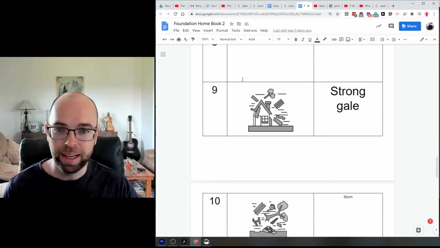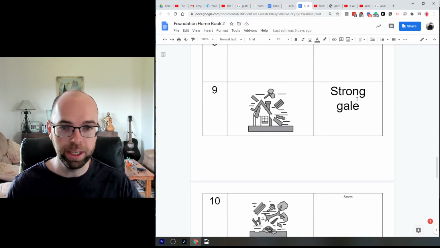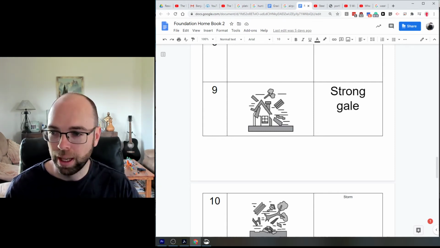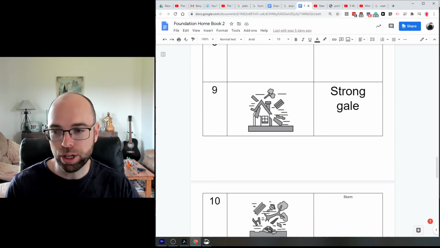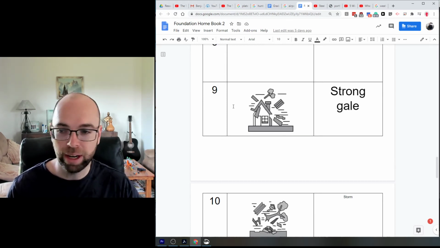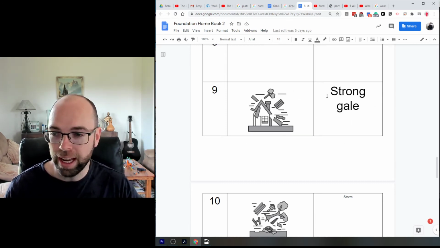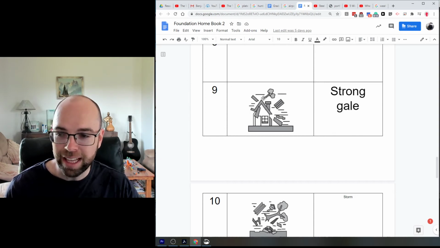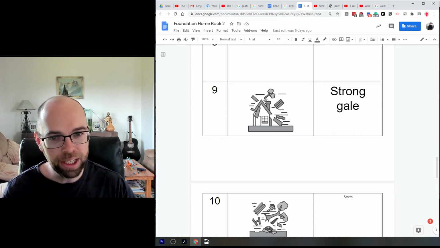All right, now the next one I've done for you. This is a strong gale. Now, strong gales are much stronger. We don't really get these around here as often, okay? And you can see here that it's actually starting to knock over some branches.